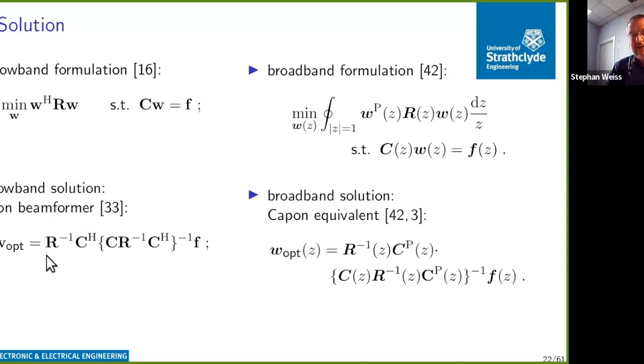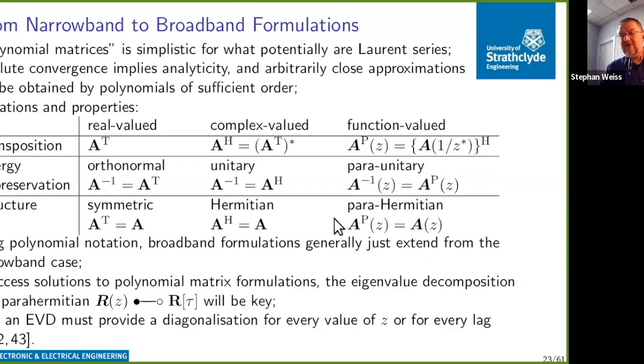On the left-hand side here, you have the narrowband solution that involves the inverse of your covariance matrix, the constraint matrix C, and the right-hand side vector f of the constraint equation. And if you look on the right-hand side here, this is basically the broadband equivalent. The only thing you have to do essentially is that you turn every matrix into a matrix of functions. You turn what is a Hermitian transpose into a para-Hermitian transpose, and you end up with the equivalent broadband problem. So just to summarize the operations that we perform.